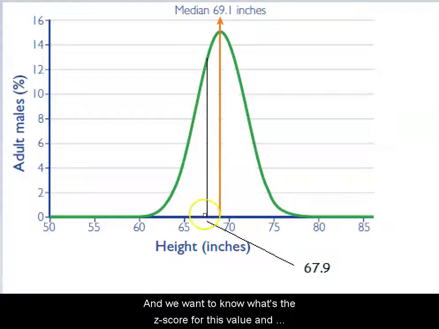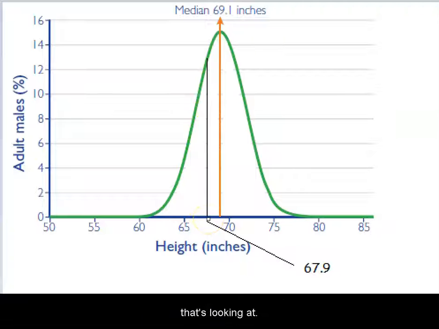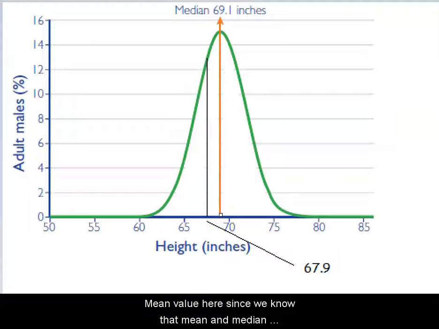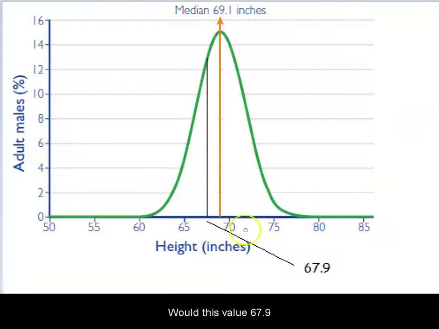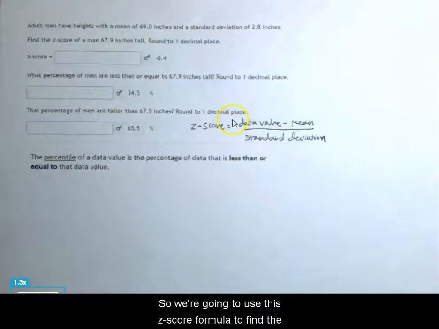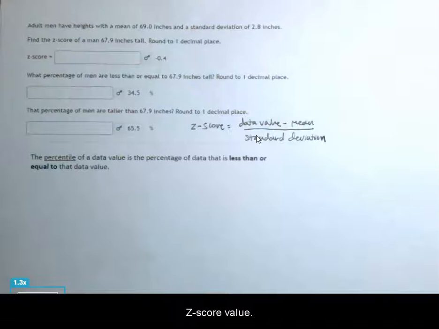And we want to know what's the z-score for this value, and that's looking at how far this value is from this mean value here, since we know that mean and median would be approximately the same in a normal distribution. So we know that the standard deviation was 2.8, so we're finding out about how much of a standard deviation this value, 67.9, would be from that mean of 69.1 or 69. So we're going to use this z-score formula to find the z-score value.